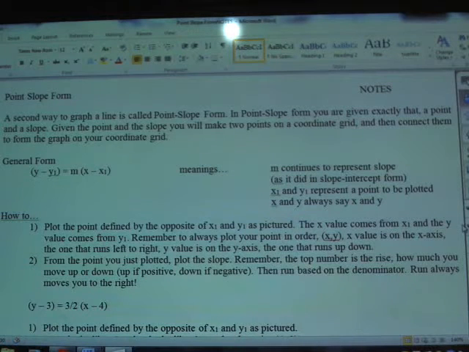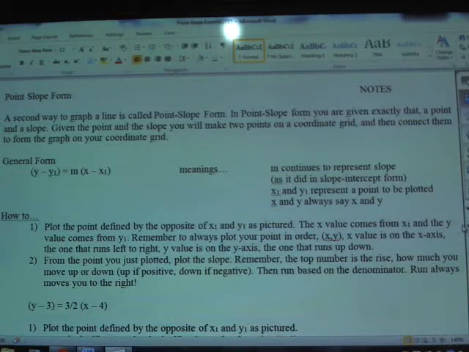So it describes next there on the screen how to actually do this. All right, you're going to plot the point defined by the opposite of x sub 1 and y sub 1 as pictured. The x value is in the x block. The y value is in that y block. It's really easy to remember. The x value is right next to x. The y value is right next to the y. Now, once you plot that point, remember x values go on the x-axis, the one that goes left to right. The y values go on the y-axis, the ones that go up and down.